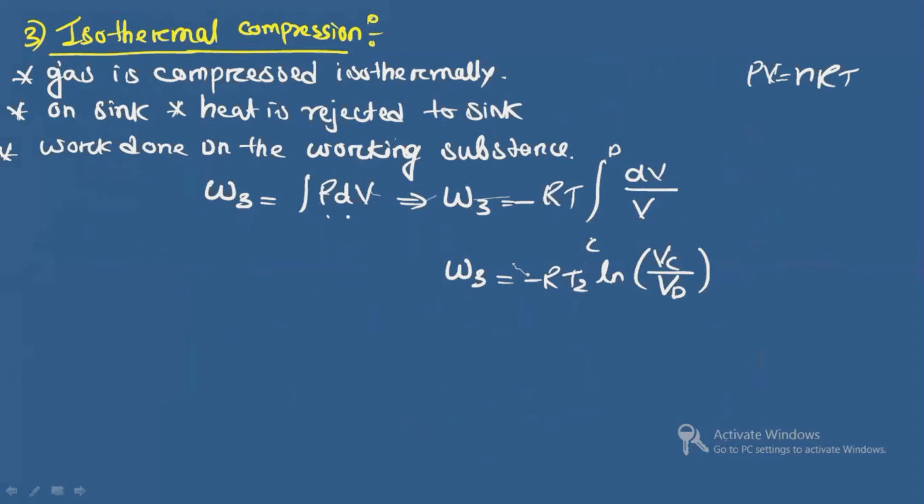Now W3 is calculated as the integration of PdV. Work done is what? From C to D. So when you calculate, similar to the isothermal expansion, you will get W3 equals minus RT2 ln Vc by Vd. Here I have written it is the compressed isothermal. The gas is this time compressed isothermally. It is placed on the sink. Now heat is rejected towards the sink, and now work is done on the system.